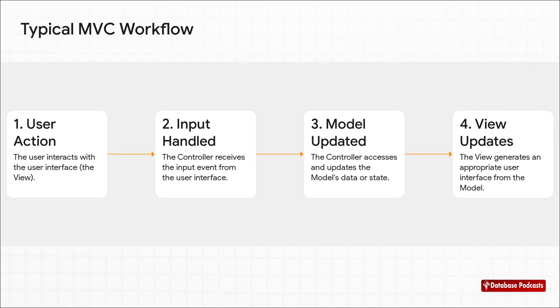You, the user, click a button on the screen. That's the view. The controller is the one that actually catches that click event. It then turns to the model and says, hey, the user wants to add this item to their cart. The model updates its internal data. The view, which is always keeping an eye on the model, sees that change and automatically redraws the screen to show the updated shopping cart. It's clean, it's organized, and it's so much easier to maintain.